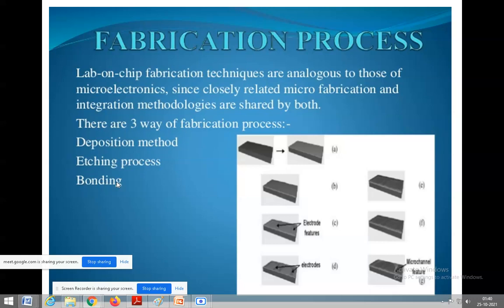Here we are going to have three types of fabrication: deposition method, etching method, and bonding method.